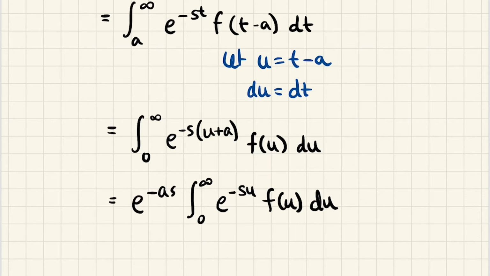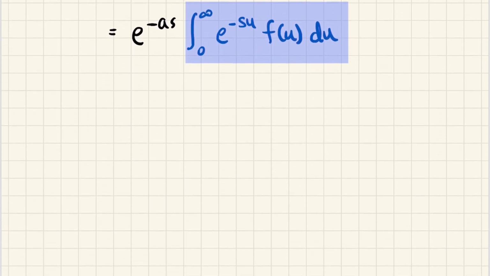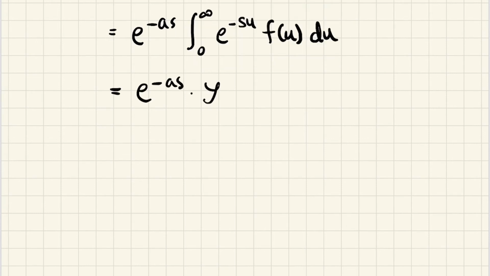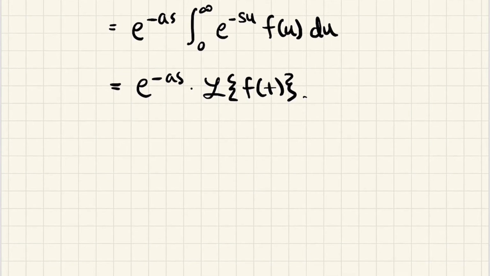Okay, but this here is just the Laplace transform of f of t. So what we have is e to the negative as times the Laplace transform of f of t. And this is the second translation theorem.